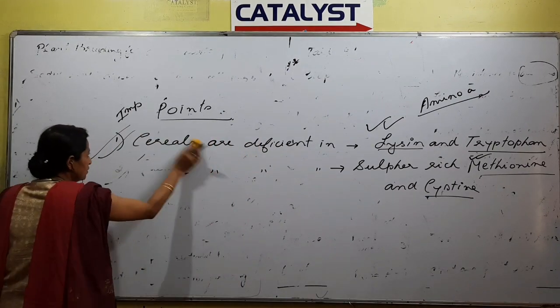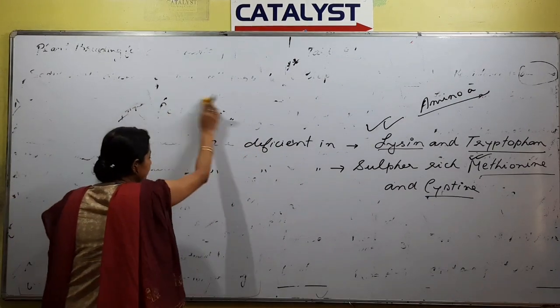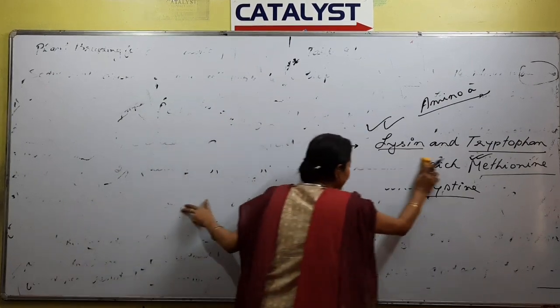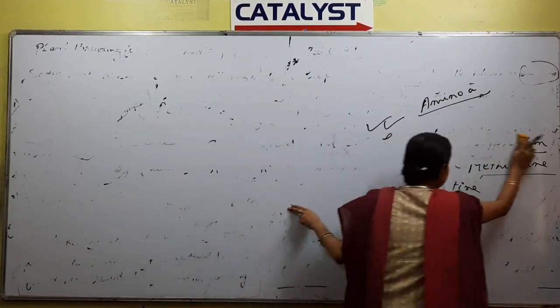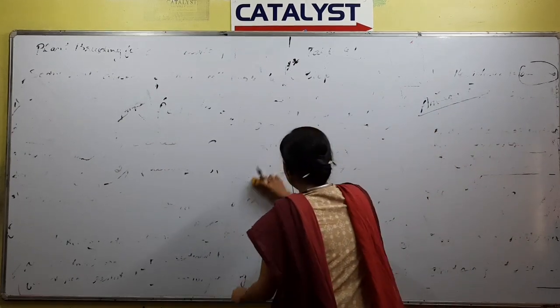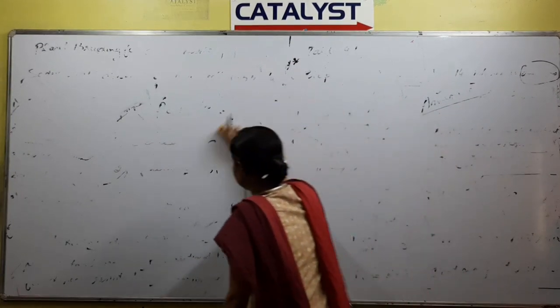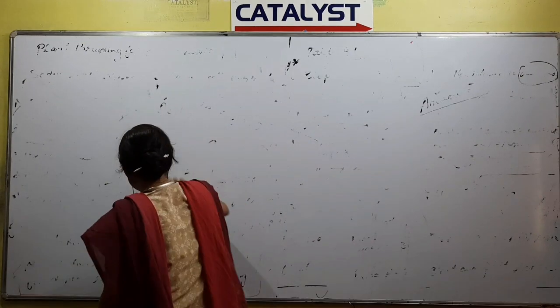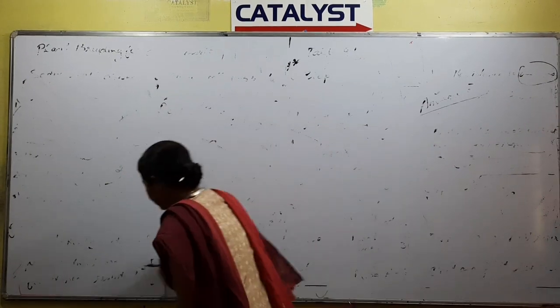Next, with the motive that we need to increase the quality of food, now some plants have been grown through plant breeding, certain plants that have been made which are high in food quality. So when we are talking about such plants, we need to give some examples.